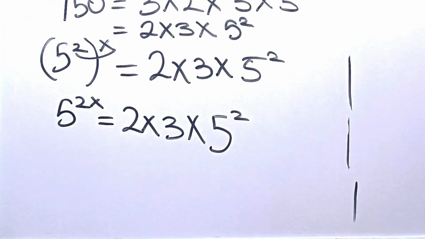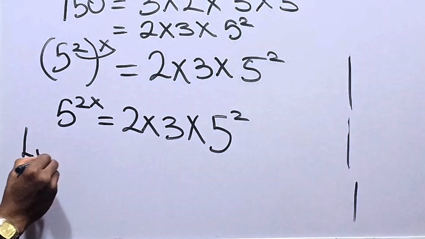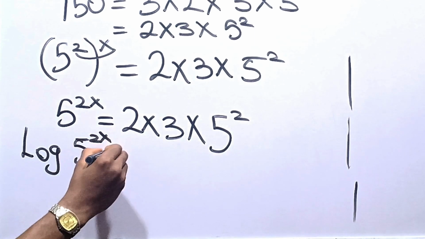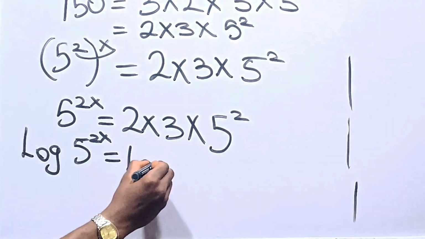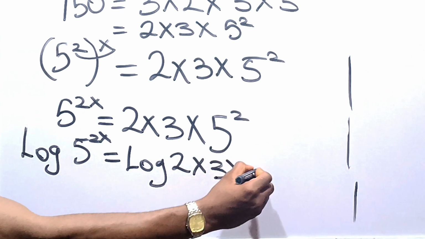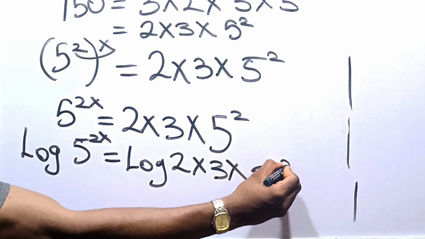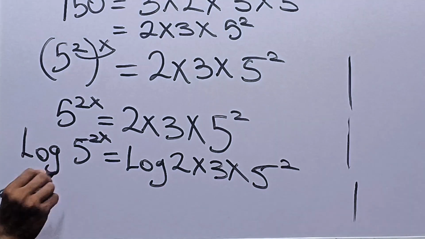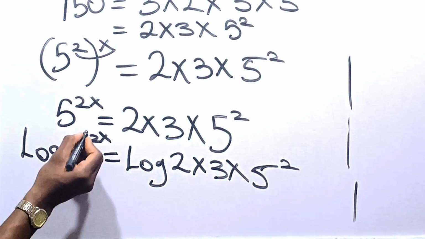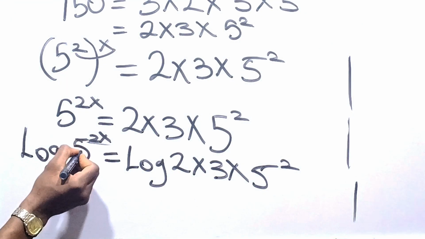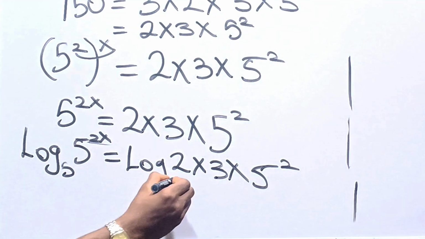Alright, at this point we can calculate the logarithm of both sides quickly. This is a very shortcut way of doing this. So we have the logarithm of the other side, 2 multiplied by 3 multiplied by the same 5 squared. Another thing I want you to take note of is that when you're taking the logarithm, take the logarithm in the base of the number carrying the x, which is 5. So we take the logarithm in base 5 of both sides.